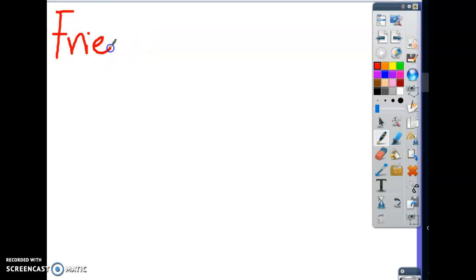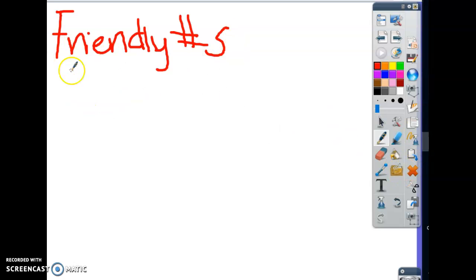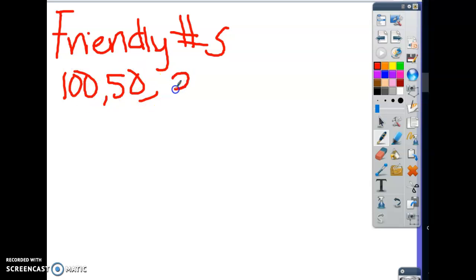So what we're going to think about are what are some easy benchmark friendly numbers to use to help us divide. And some easy numbers that we can use are 100, 50, 20, 10, the number 5, the number 2, and the number 1.